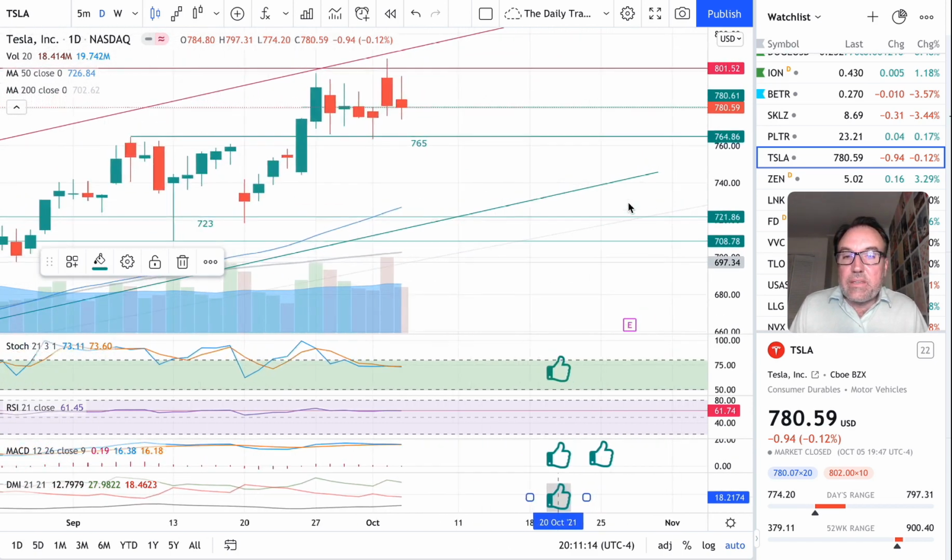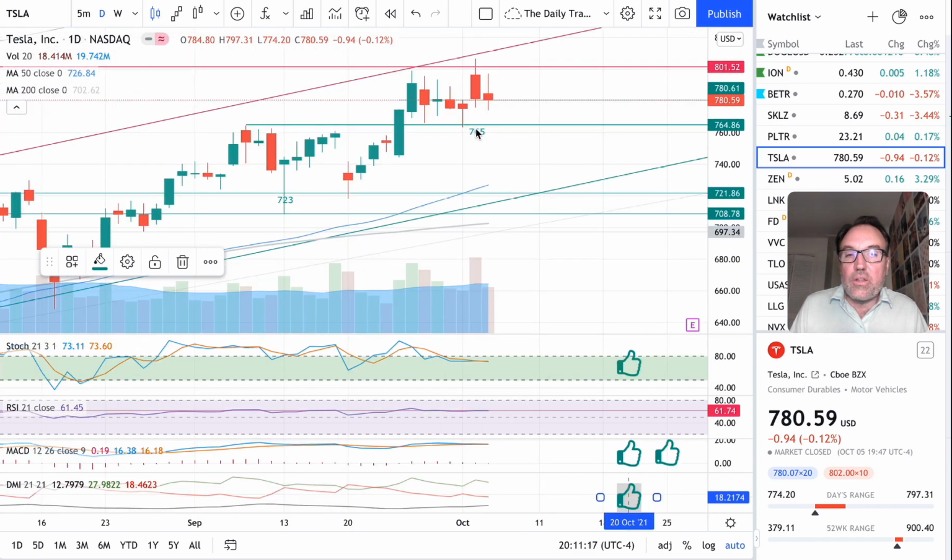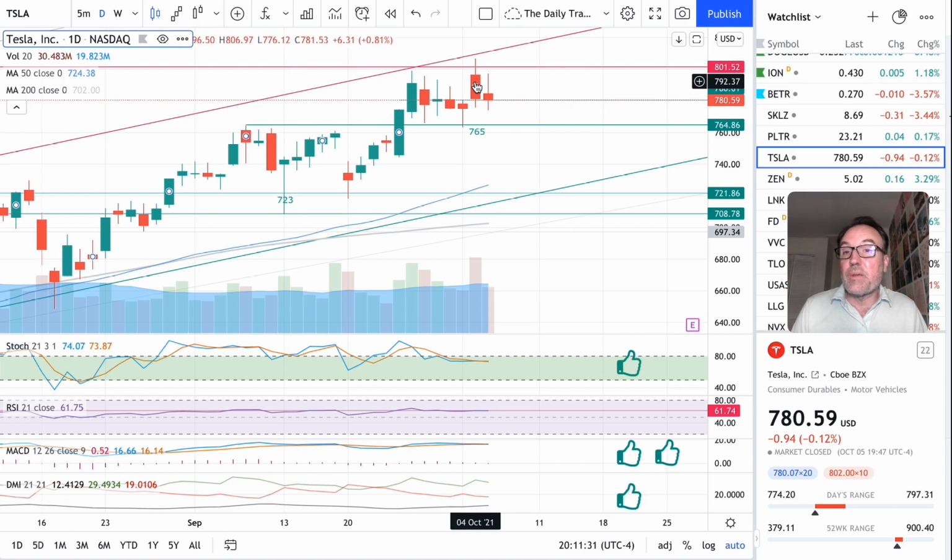So let's look at what this looks like on the chart. We know that Tesla is in a congestion zone between 765 and 800. So yesterday we had a pretty nice day, ran up to 806.97. So we broke outside of this congestion zone of the resistance, but came back in. We could not close above that. There was selling pressure that brought the stock down.